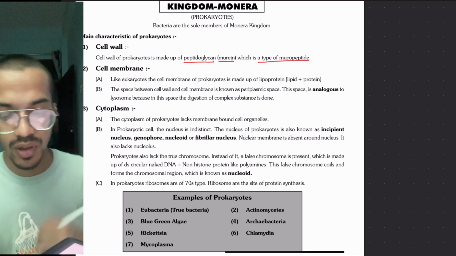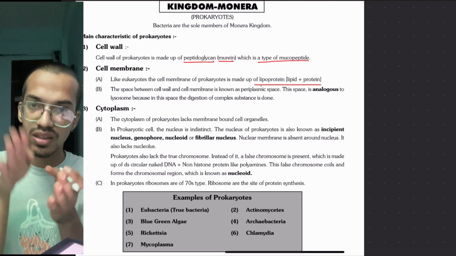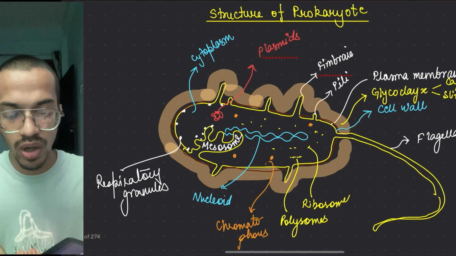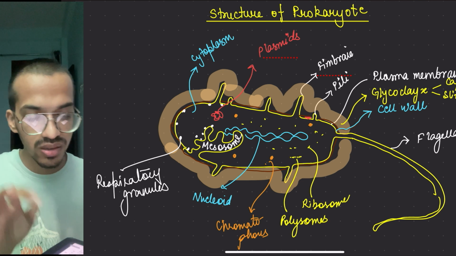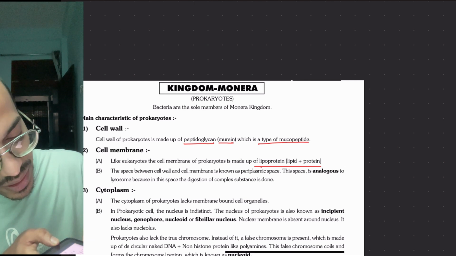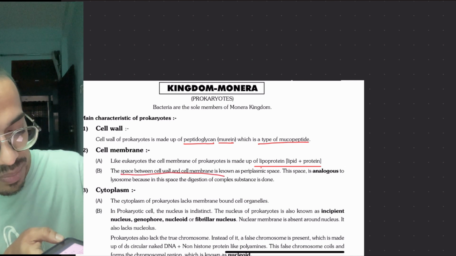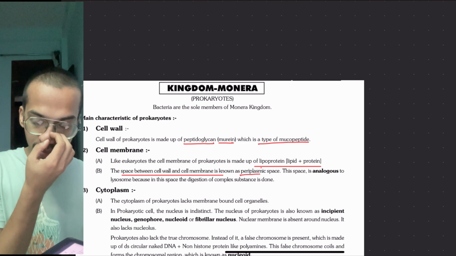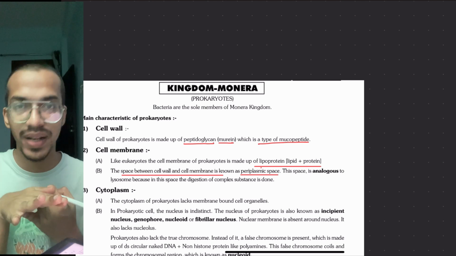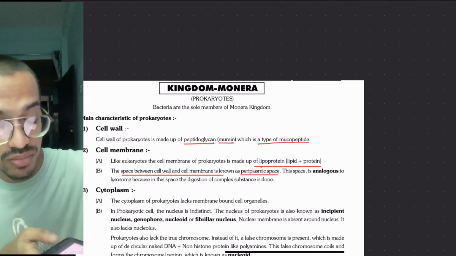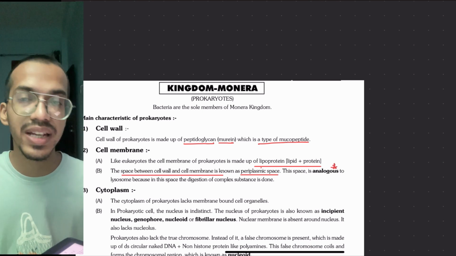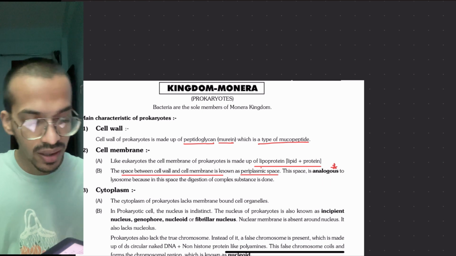So it is made up of lipoprotein. And there is a space between the cell wall and the plasma membrane, like over here. This space is known as the periplasmic space. This space is analogous to the lysosomal functions, means it helps in digesting complex substances. Sorry, analogous means similar to the lysosomes, because this space helps in digestion of complex substances. Okay, that is done.